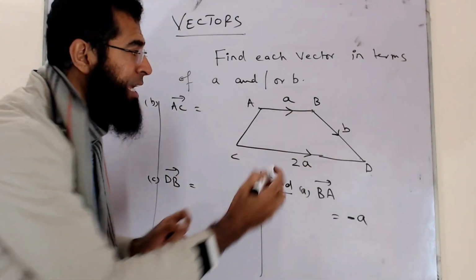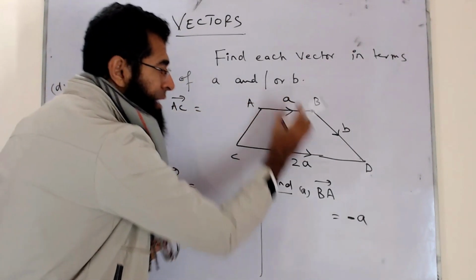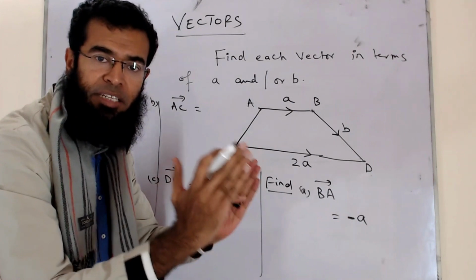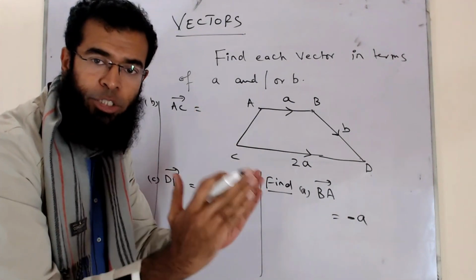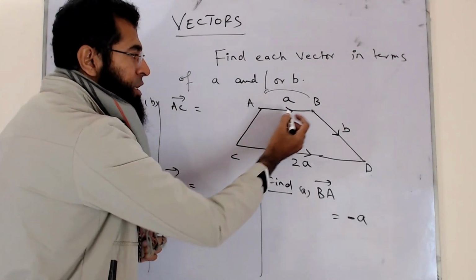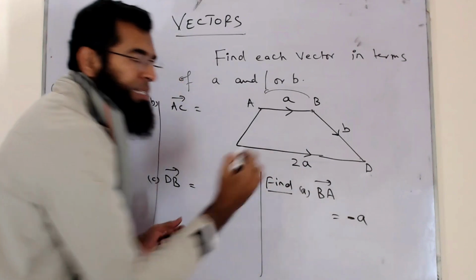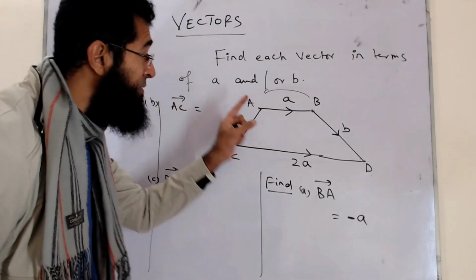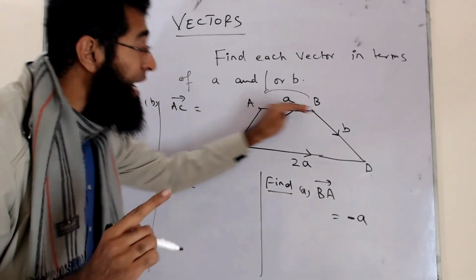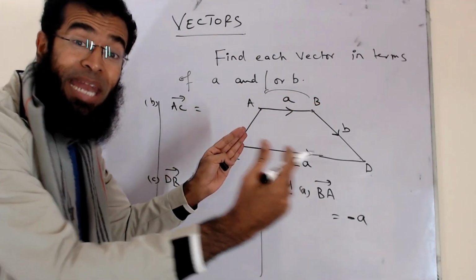So when you're taking vector BA, please remember the magnitude is A, the length is A, the length is same, right? The magnitude is same. B to A only direction is reversed. So we are taking this direction now. So that would be minus A, right? Because positive A is from A to B. So from B to A, the vector will be negative A.